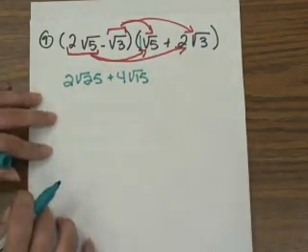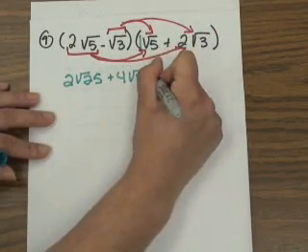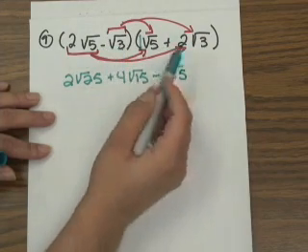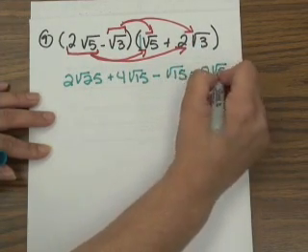Let's move to the second term. Negative square root of 3 times the square root of 5 is going to give me a negative square root of 15. And then negative square root of 3 times a 2 square root of 3 is going to give me a negative 2 square root of 9.